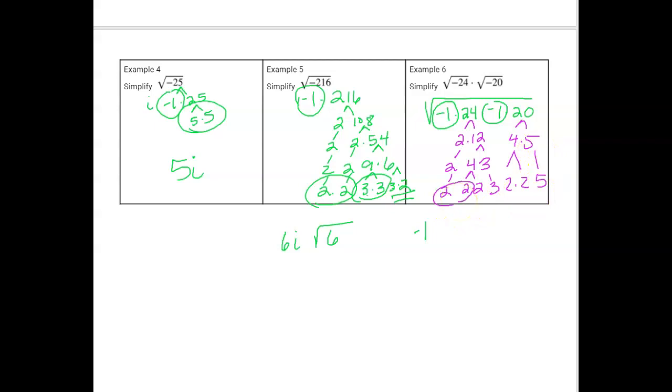So here's a 2. Here's a 2. Single, single, single. So a 2 times 2, I'll just write it out here. And then we have a 3, a 2, and a 5. So negative 4 root 30.